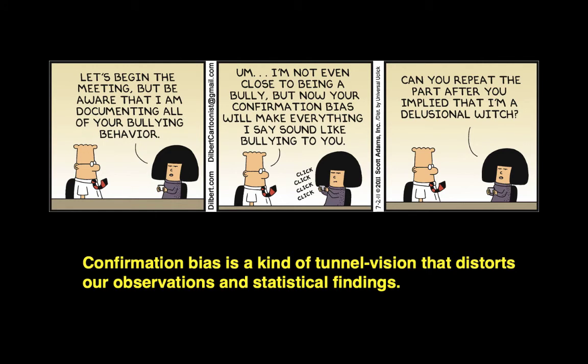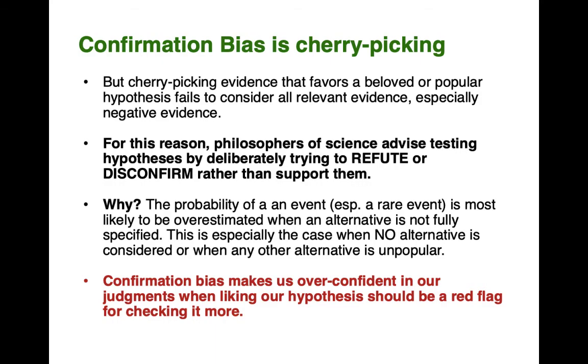Confirmation bias is a kind of tunnel vision that distorts our observations and statistical findings. Another term for confirmation bias with which you may be familiar is cherry picking. But cherry picking evidence that favors a beloved or popular hypothesis fails to consider all relevant evidence, especially negative evidence. For this reason, philosophers of science advise testing hypotheses by deliberately trying to refute or disconfirm rather than support them. Why? The probability of an event, especially a rare event, is most likely to be overestimated when an alternative is not fully specified. This is especially the case when no alternative is considered, or when any other alternative is unpopular.